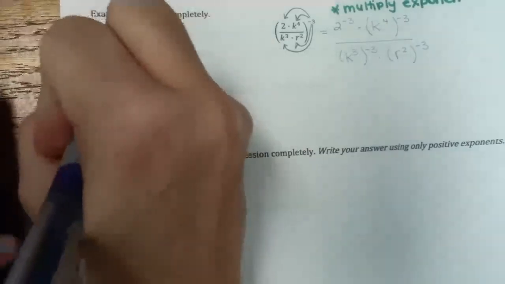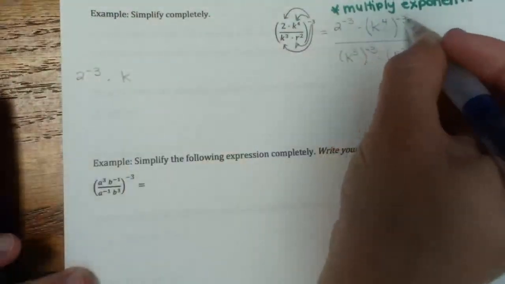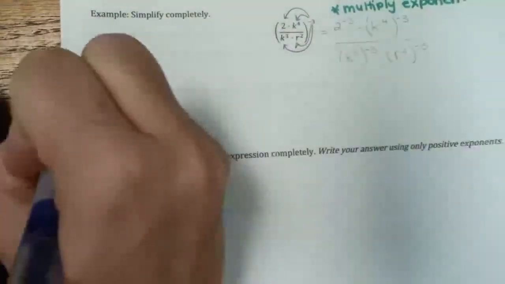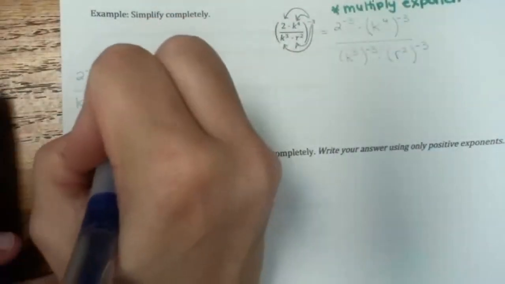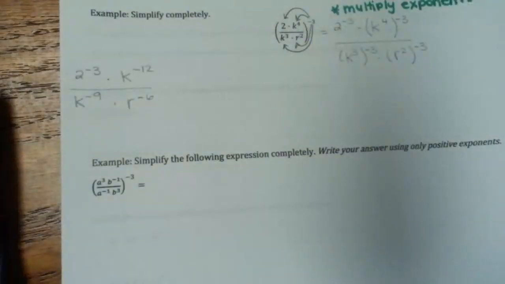So 2 to the negative 3 power times k. Multiply our exponents. 4 times negative 3 is negative 12, all over k. 3 times negative 3 is negative 9, times r. 2 times negative 3 is negative 6. All right, so now let's make everything positive.